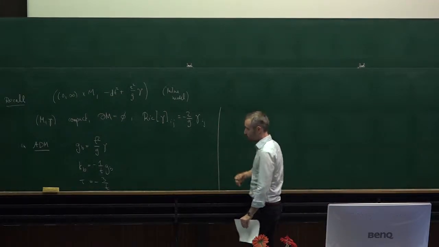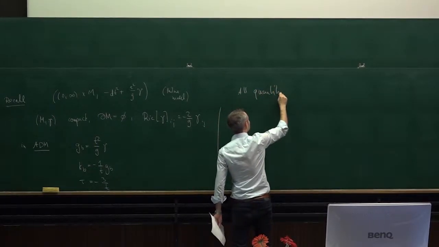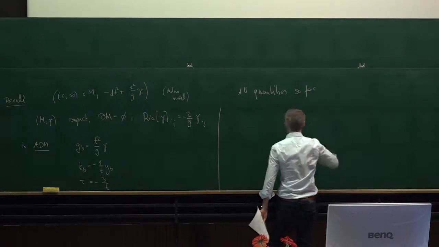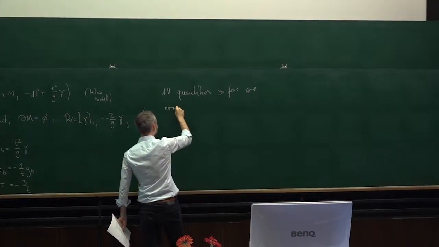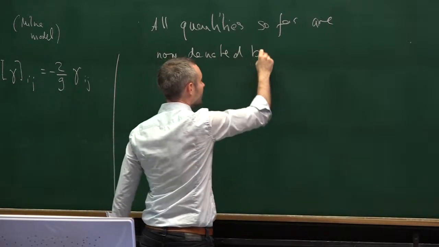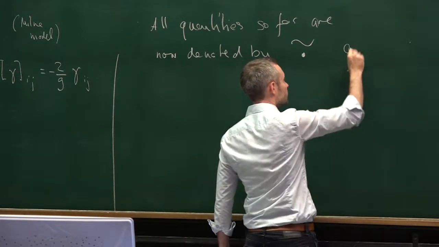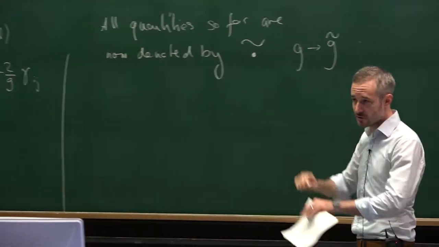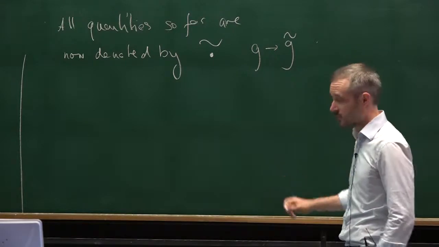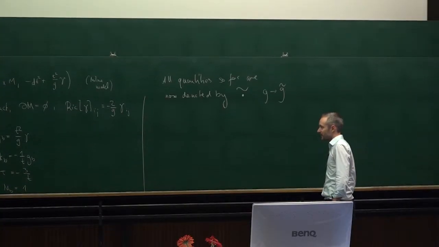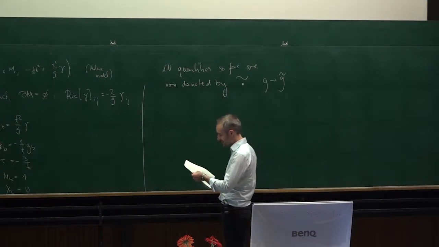So now, just to confuse you a bit, all quantities used so far are now denoted by a tilde. So for instance, g is actually now g tilde. These original variables get a tilde because we want to have the non-tilde variables available for our perturbation. It's nicer just to change it here instead of writing tilde all the way to the end.